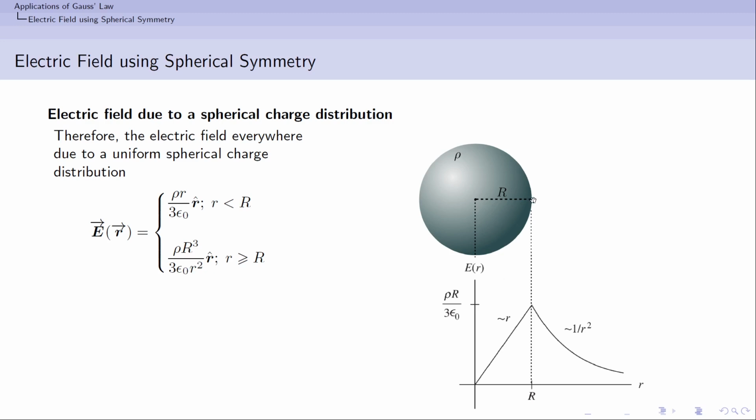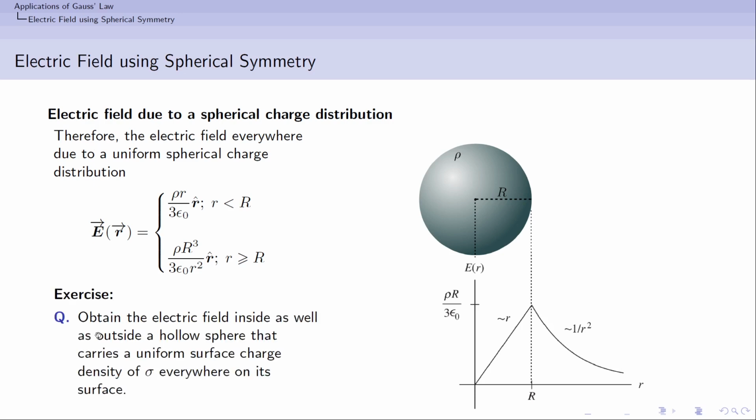And then once you reach the surface and from there you go outside, the electric field varies as 1 by r square. So this is going to be the distribution. This is how the plot of the electric field due to this distribution is going to look. So that's about the electric field due to a spherical charge distribution.